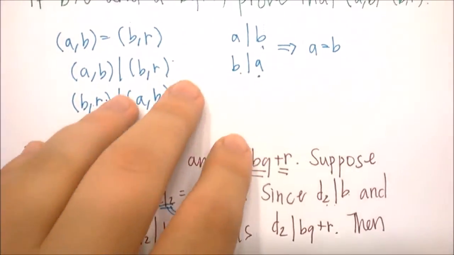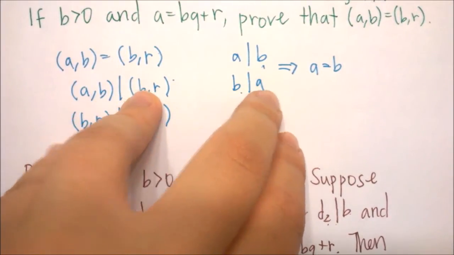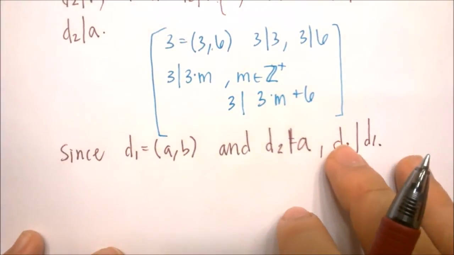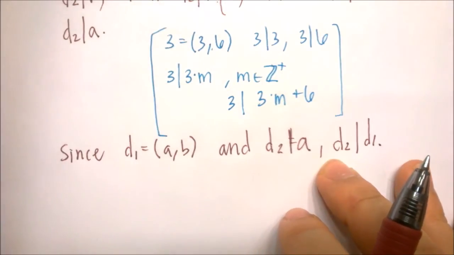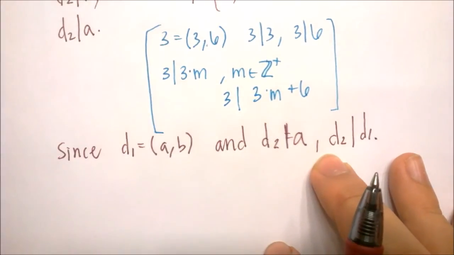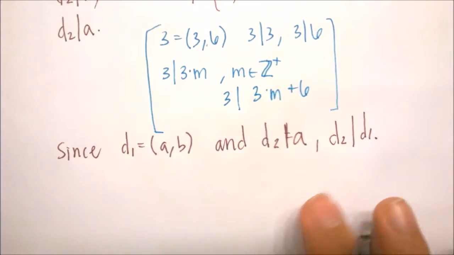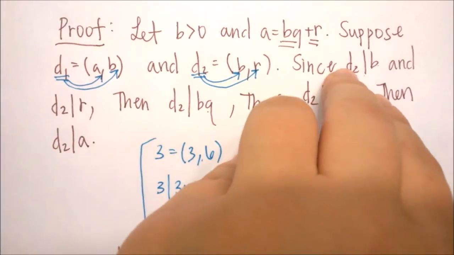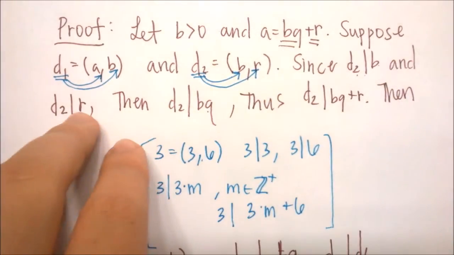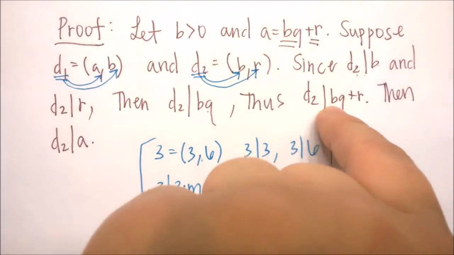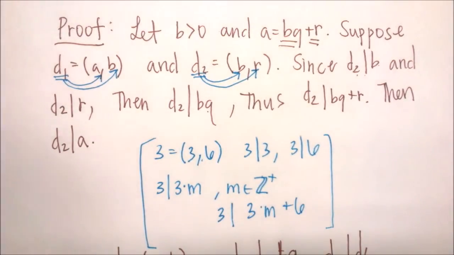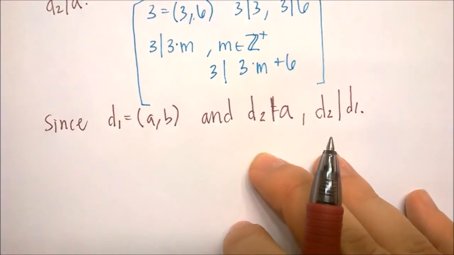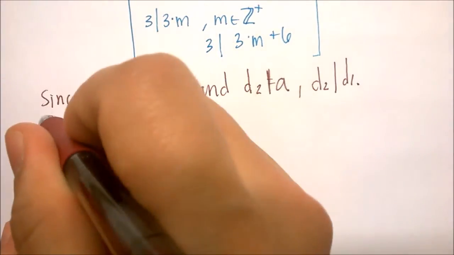Remember up here we said, okay, well, if we can show A divides B and B divides A, then A equals B. So we've done the first step here. We've shown that D2 divides D1. So now let's do the exact same method going the other way. So we can show that D1 divides D2, and then we can show that they're equal. So remember here we said, okay, since D2 divides B and it divides BQ and R, then D2 divides BQ plus R, then D2 divides A. So let's use that same strategy, but it's just going to be a little different because we're going to use D1.